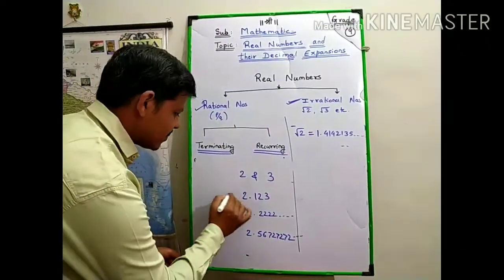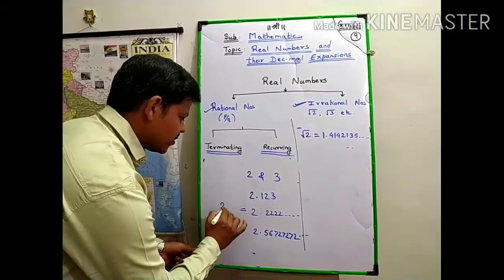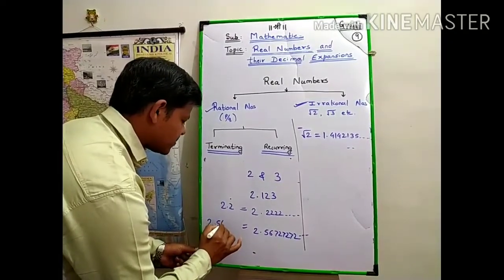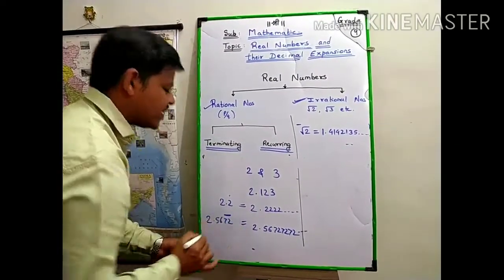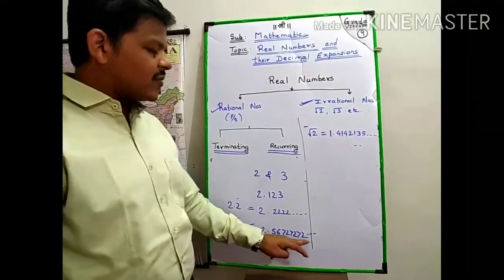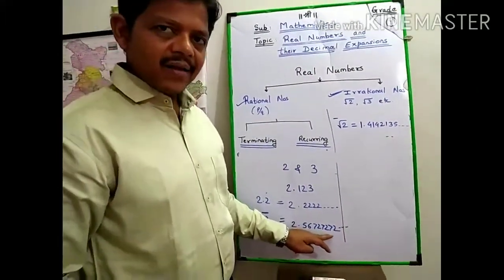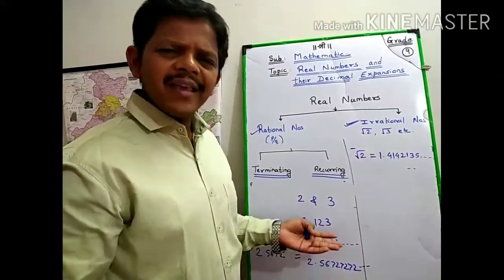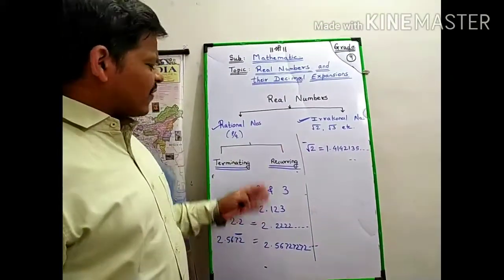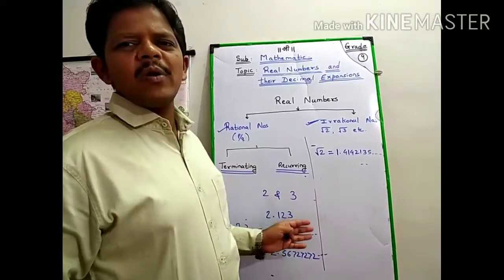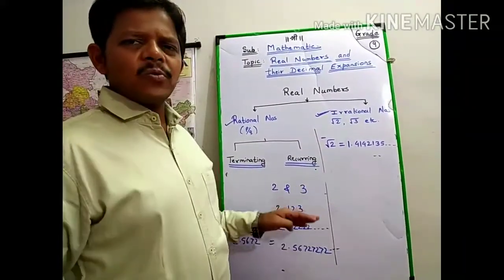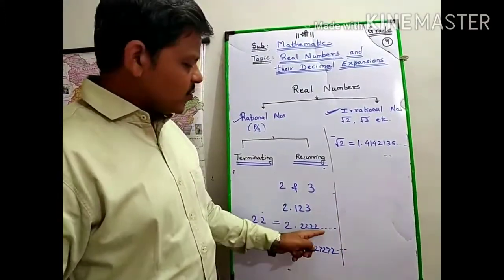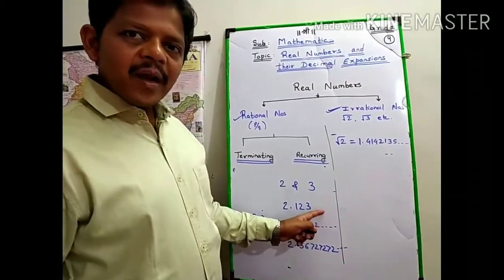This number was your 2.123. This number was actually 2.2 bar. This number was 2.5672 and bar only over 72, because only 72 is repeated, but it is recurring now. So these were the 3 rational numbers. Likewise, how many can you find? Yes, infinitely many. You know that. You can find any number, 2.123, 124, 125, 126, or 2.111112222333 in a repeating pattern. So these become the recurring ones or the terminating ones.